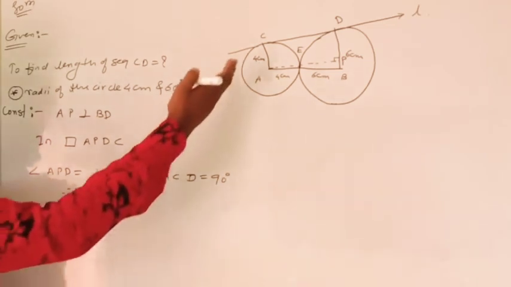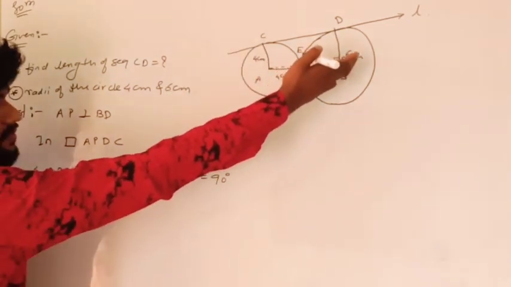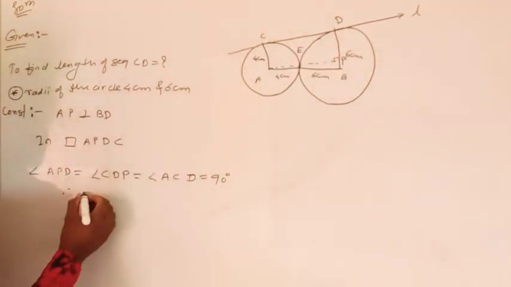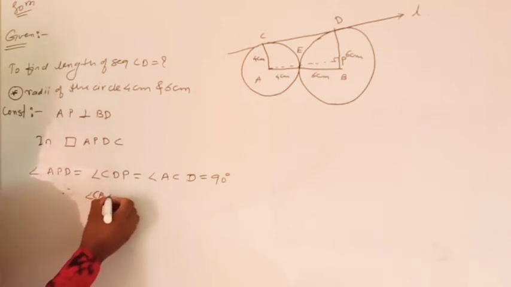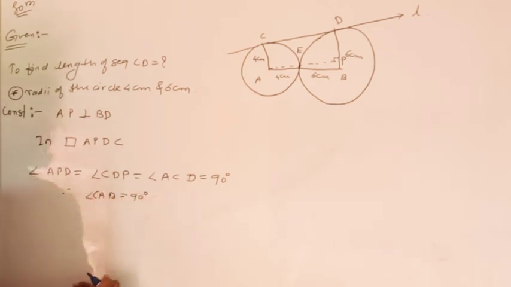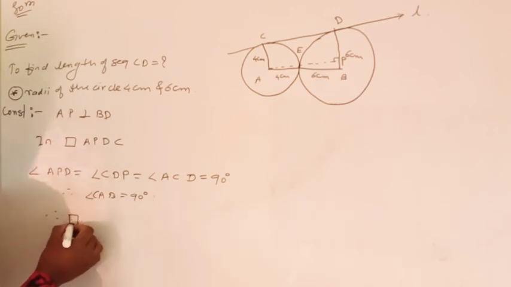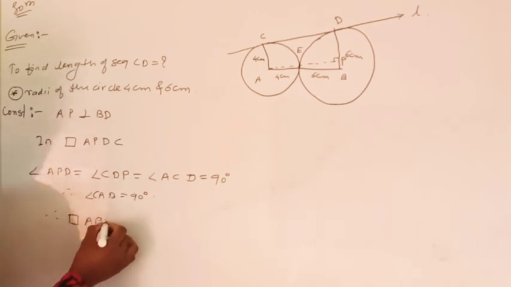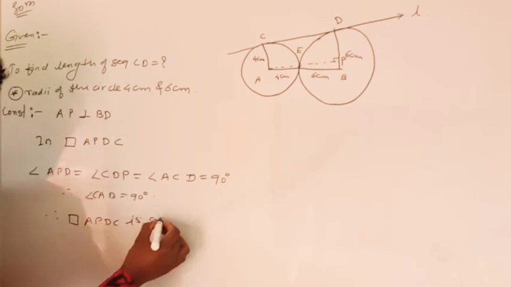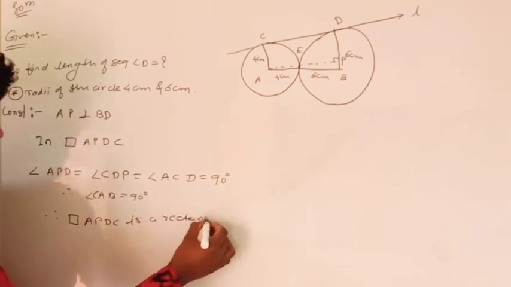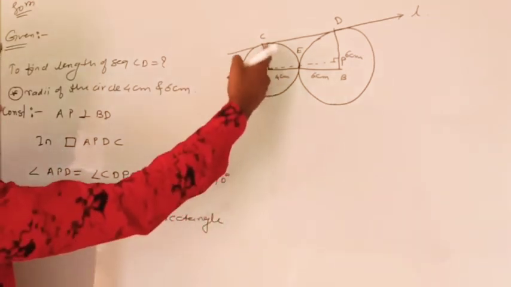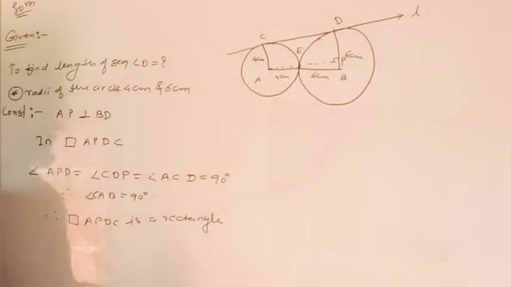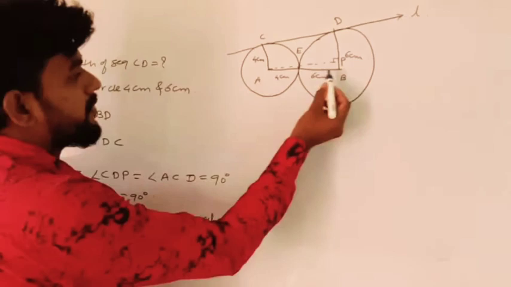And therefore, if these are 90 degrees, then we can write here CAB is equal to 90 degrees. So we write here quadrilateral APDC is a rectangle. We can say that now, because each angle is 90 degrees, that's why this is a rectangle. If you have any queries, you can comment in the comment box. So we can say that AP is equal to CD.